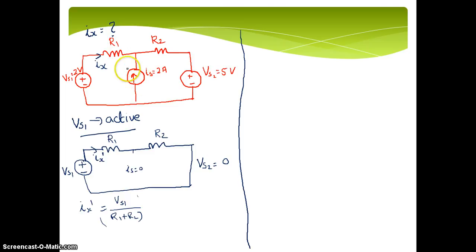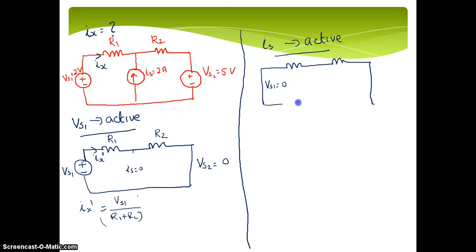Only the second source is active. The second source is a current source. So Is is a current source and now this source is active. That means you have two sources, voltage sources, which should be equal to 0. So this is equal to 0. It will be a short circuit. Vs1 equal to 0. Vs2 is also equal to 0.